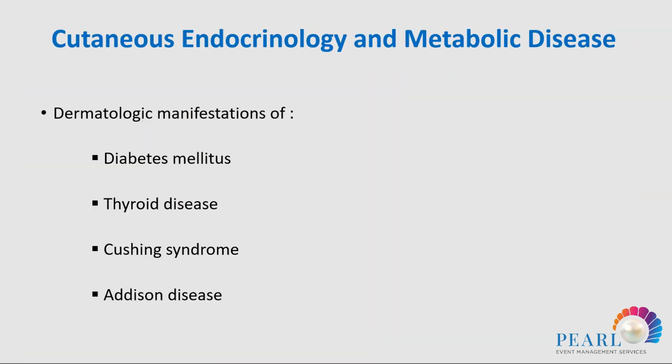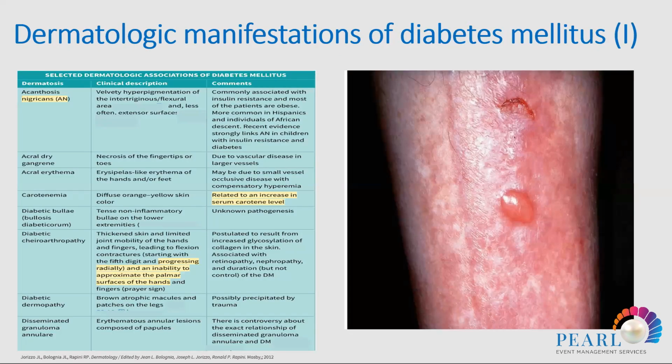And yes, the other category we're going to be talking about is the cutaneous endocrinology and metabolic disease. What are the dermatological manifestations of diabetes, thyroid disease, Cushing syndrome, and Addison disease? With regard to diabetes, we already discussed acanthosis nigricans.